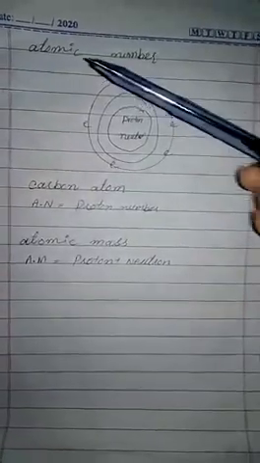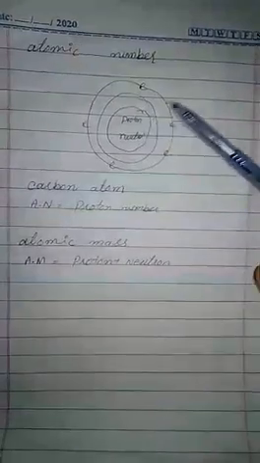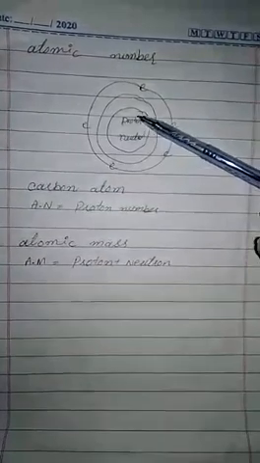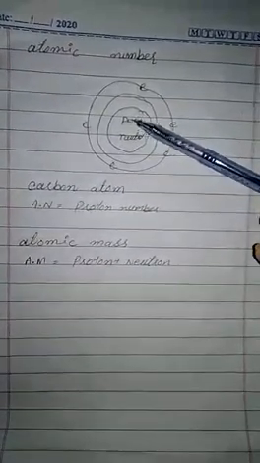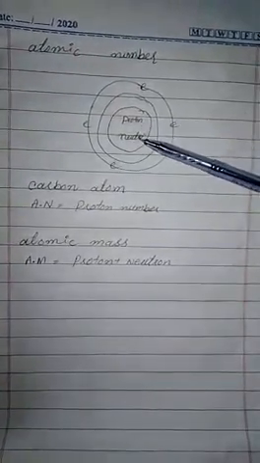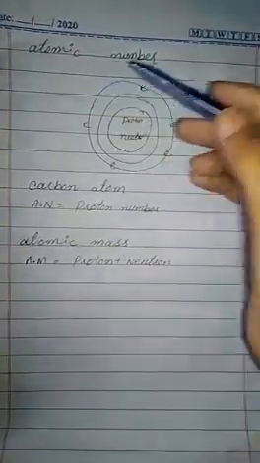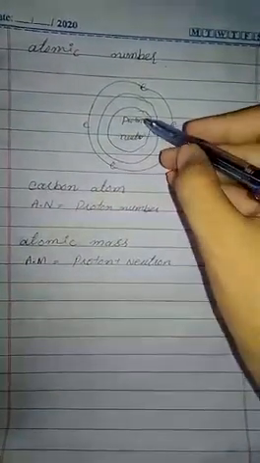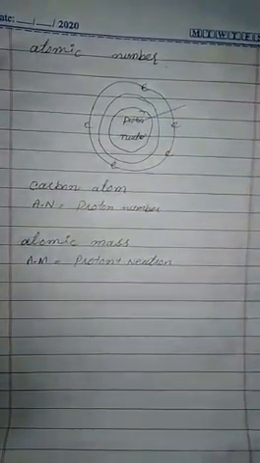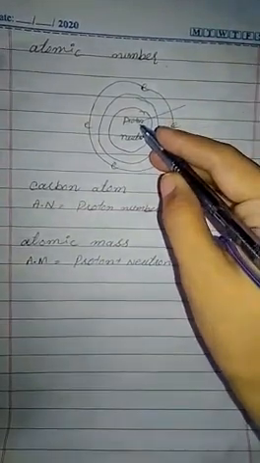Next one is atomic number and mass number. First of all, we will do atomic number. So understand the atomic number. Students, you have discussed the structure of an atom. In the atom, in the center, the nucleus is present, and in the nucleus some subatomic particles are present, like protons and neutrons. So what is atomic number? Atomic number is basically the number of protons present in the nucleus. How many protons are present in the nucleus is its atomic number.